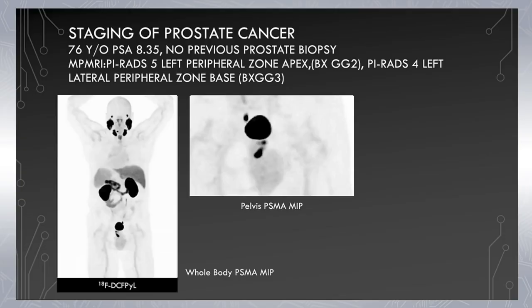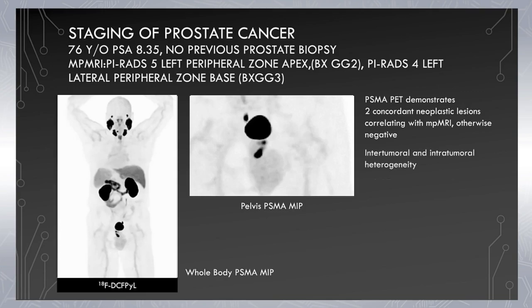Let's look at a different case. Staging of prostate cancer. This is a 76-year-old, PSA 8.35, no previous prostate biopsy. NPMRI demonstrates a PIRADS 5 lesion, left peripheral zone, the apex. Biopsy, grade group 2, PIRADS 4 on the left, lateral peripheral zone, base. So the PSMA PET demonstrates two concordant neoplastic lesions correlating with the NPMRI, which was otherwise negative.